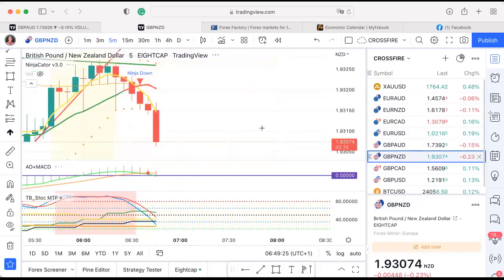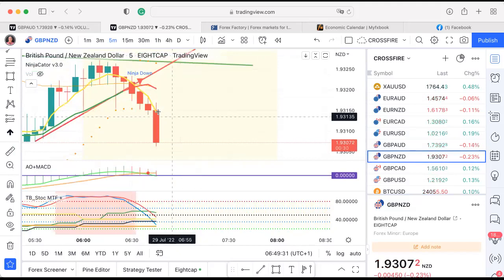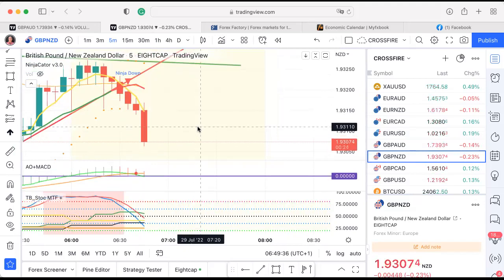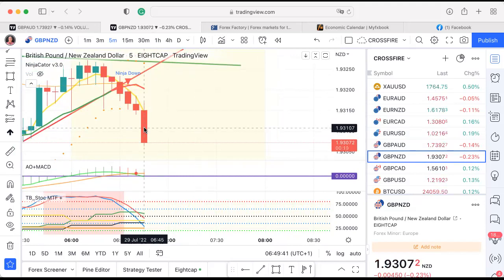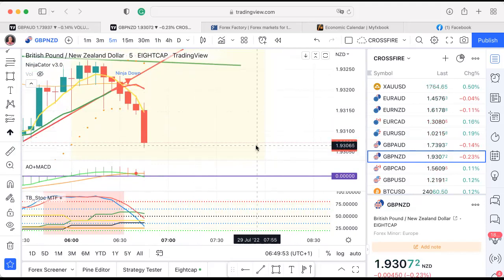But the one we missed out on, well, I missed out on that one. I don't know about anyone else, but that was a good potential trade. So what time was that? That was sort of 6:45 candle, wasn't it? Yeah, it seems to have made its move. Now thinking about going back up, I think.